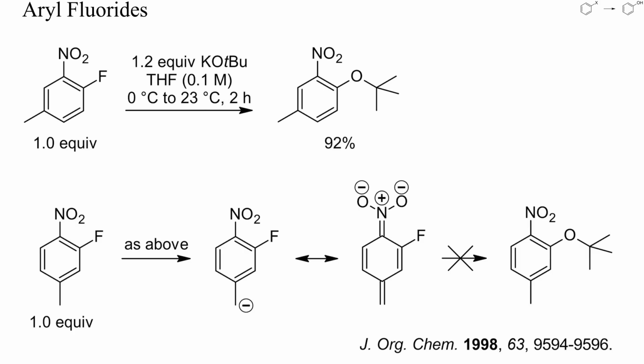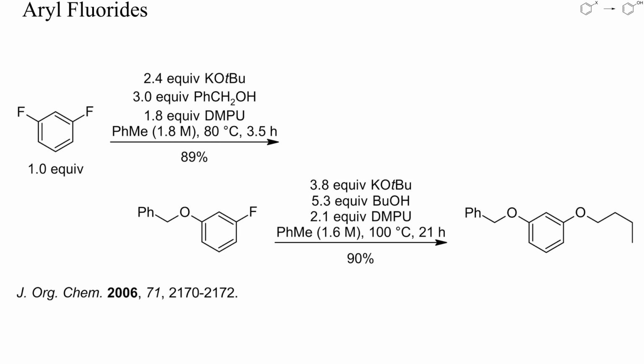No reaction occurred, however, with an isomeric starting material with a methyl group para to the nitro group. Such nitrotoluenes are acidic, and deprotonation slows down nucleophilic attack by the anionic tert-butoxide. Sometimes it's possible to displace halides sequentially, even fluoride.